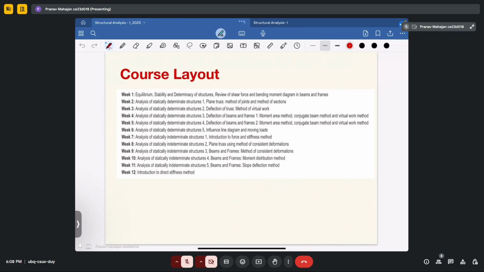After that, we will solve the problems related to the moving load method, like a train moving over a bridge. Then what are the forces that come in that bridge? We will determine that. That will come under influence line diagrams. After that, we will do the same course for statically indeterminate structures. By then you must know the difference between statically determinate and statically indeterminate structures, and only then can you find out how to determine the forces in both types of structures. We will do this for beams, frames, as well as trusses, and they have different methods: the method of consistent deformations, moment distribution method, and slope deflection method.